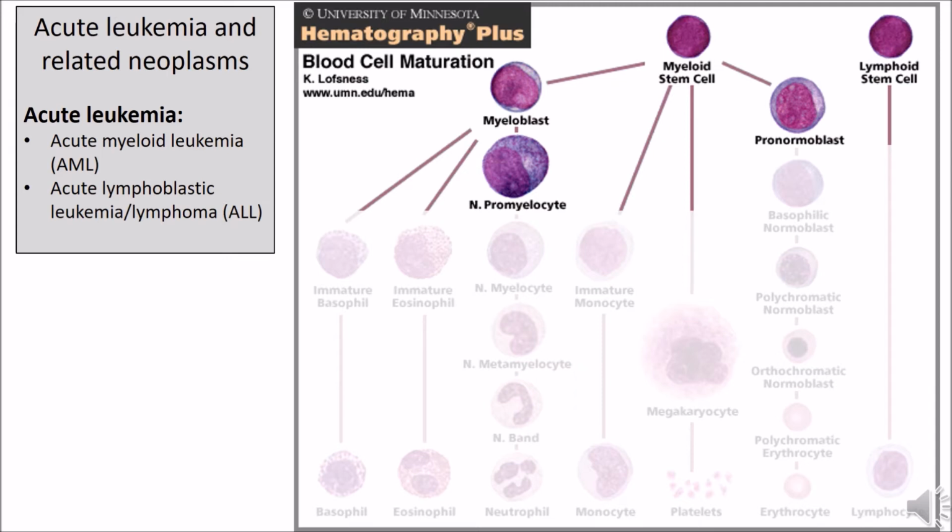The replacement and crowding out of normal marrow cells often leads to decreased normal mature cells in circulation, leading to anemia, not enough red cells, leukopenia, not enough mature white cells, and thrombocytopenia, not enough platelets. Blasts can be derived either from the myeloid lineage, myeloblasts, giving rise to acute myeloid leukemia, or lymphoid lineage, lymphoblasts, giving rise to acute lymphoblastic leukemia.